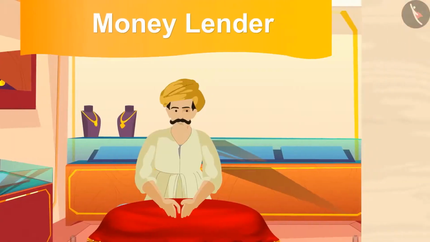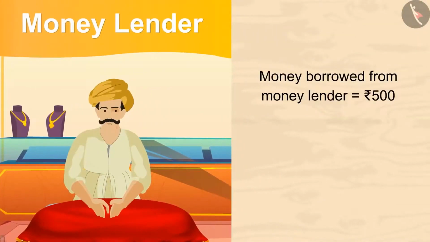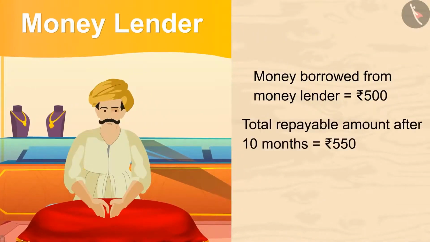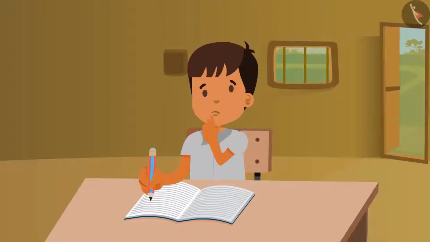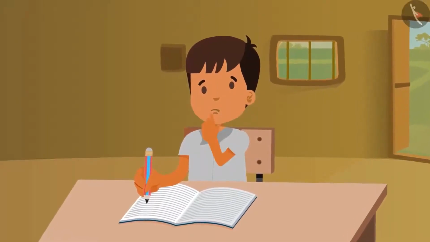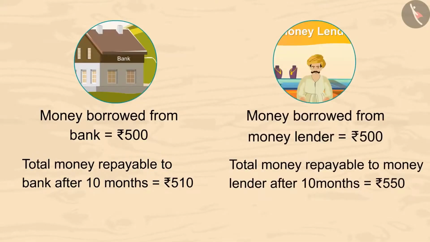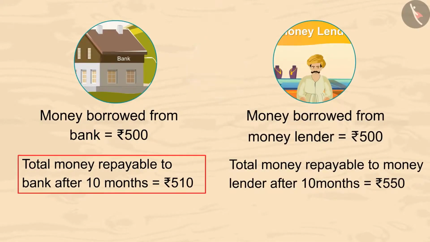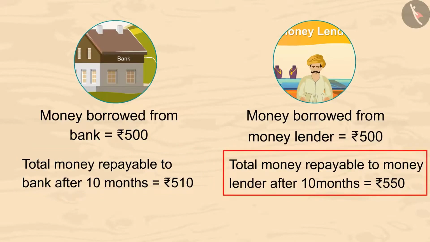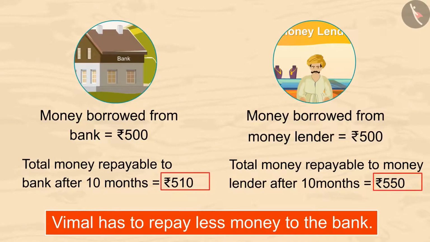He said if Vimal borrows 500 from Pushkar, then at the end of 10 months, he had to return only 550 rupees to him. Kids, now you tell, which was the best suggestion for borrowing money, bank or moneylender? You can pause the video to find out the answer. After 10 months, Vimal will repay 510 rupees to the bank, while 550 rupees to the moneylender. So, Vimal has to repay less money to the bank.